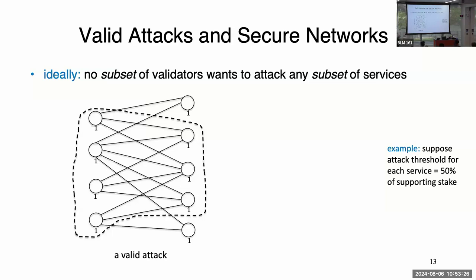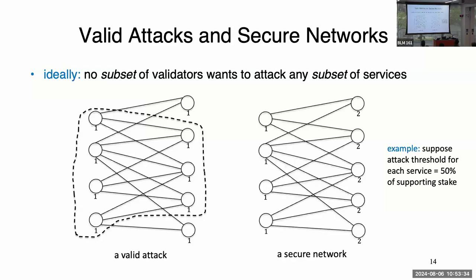It will cost them 3 units of stake. It will earn them 4 units of reward. Okay? So we would say that this network is not secure, that there is a valid attack. If you insist on more collateral, if you scale up the stakes of all of the validators, if you double them, then you can check that this is in fact a secure network. If you pick any subset of validators and any subset of services they're in a position to attack, the stake they will lose will exceed the profit that they will earn, okay?